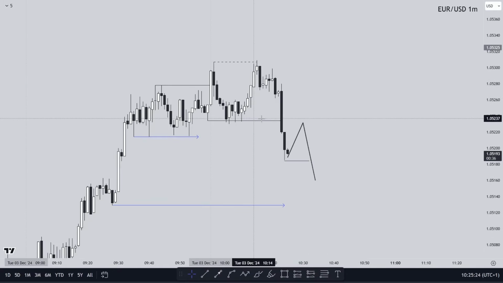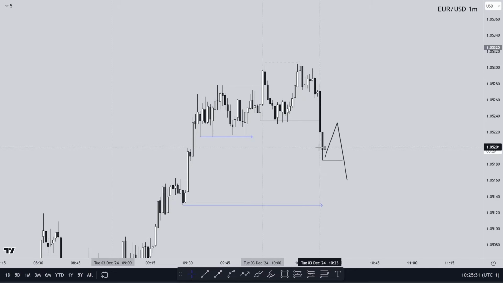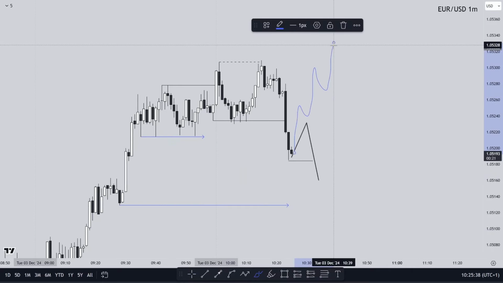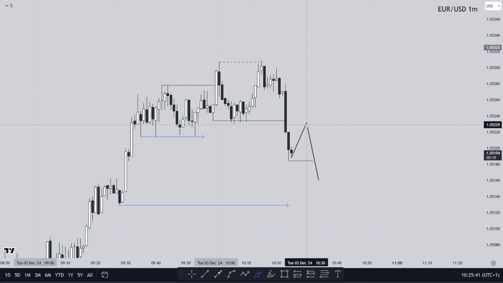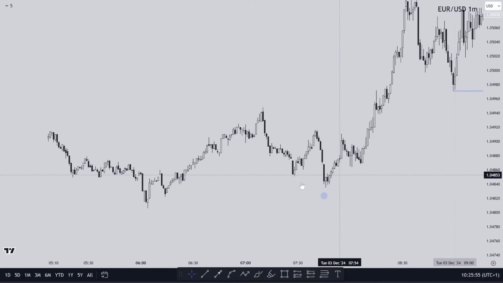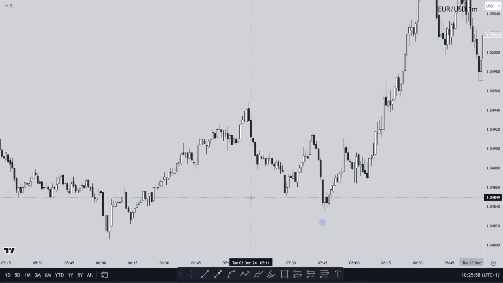So a good point of the strategy is to wait for a second break of structure, because the first one is not really safe because it can be a kind of inducement. It can be just a manipulation to the downside to take out liquidity, and then price can go up again. But if you wait for another break, this is a good confirmation. Okay, maybe I can show you an example in the meantime.